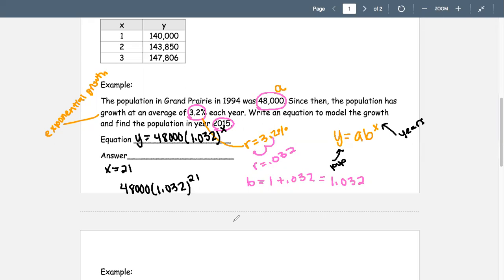Okay, make sure you're using Desmos as your calculator, please. So 48,000 times 1.032 to the power of 21. Does anyone need me to show you how to do that in Desmos? Everyone do it, because I want to make sure you know how to use Desmos on these things.